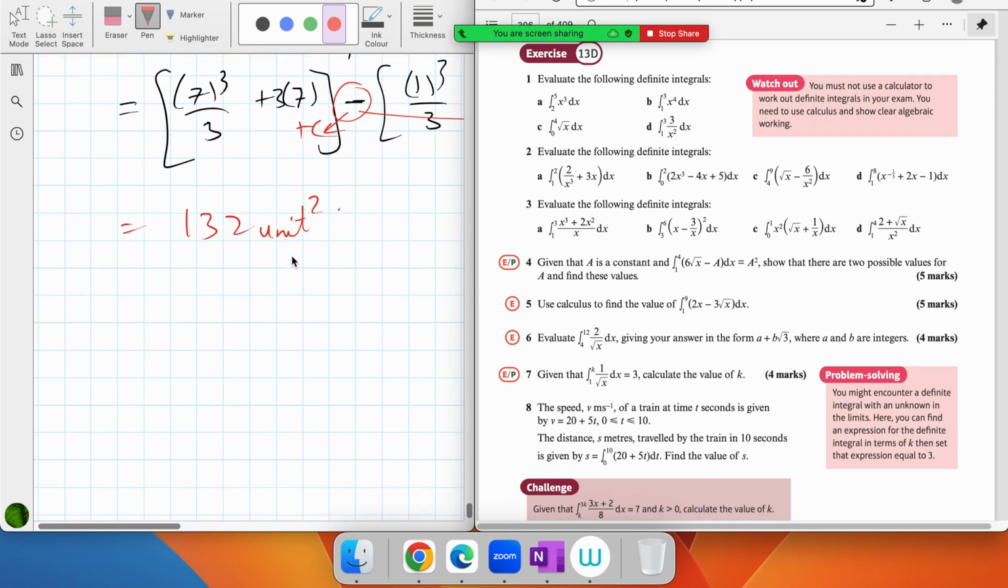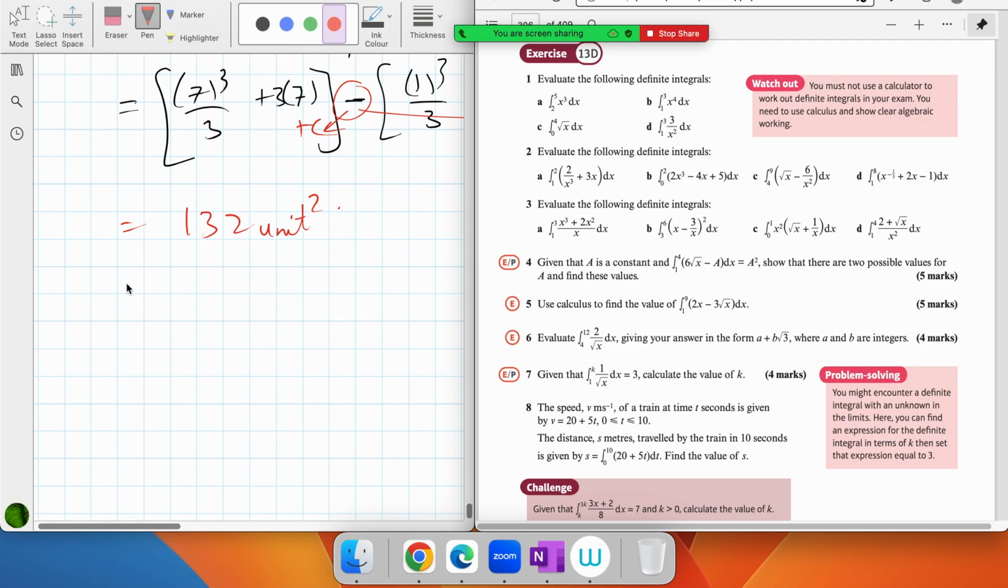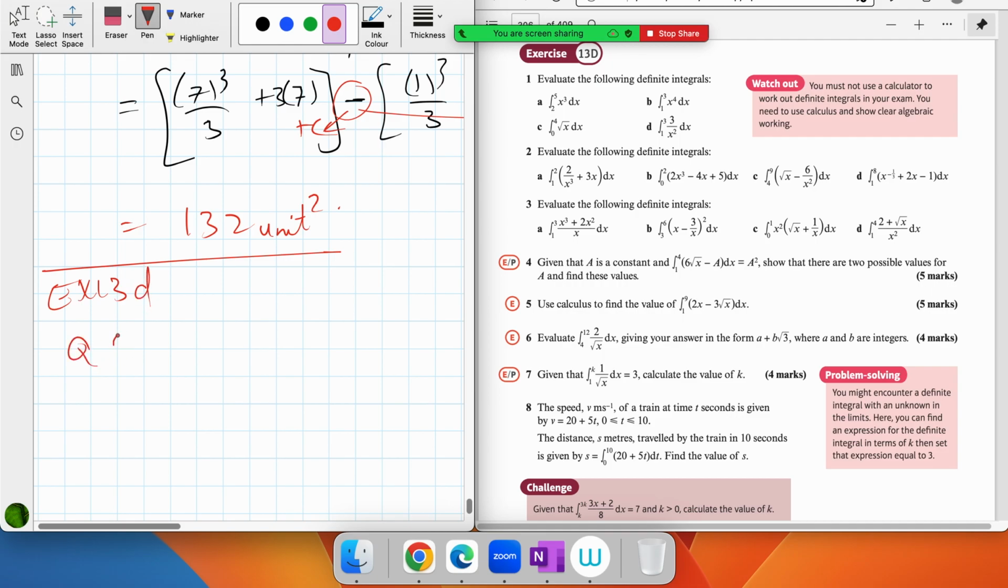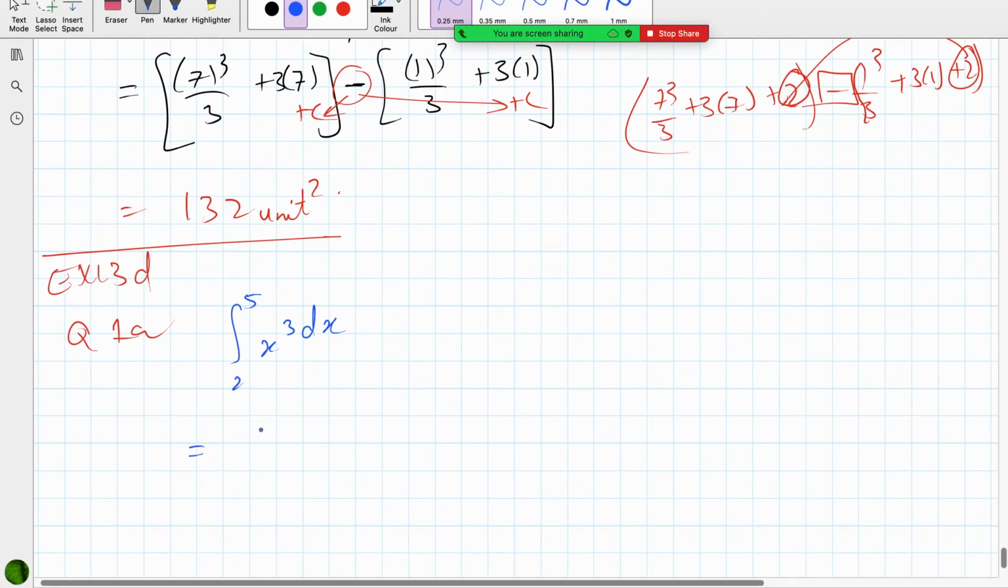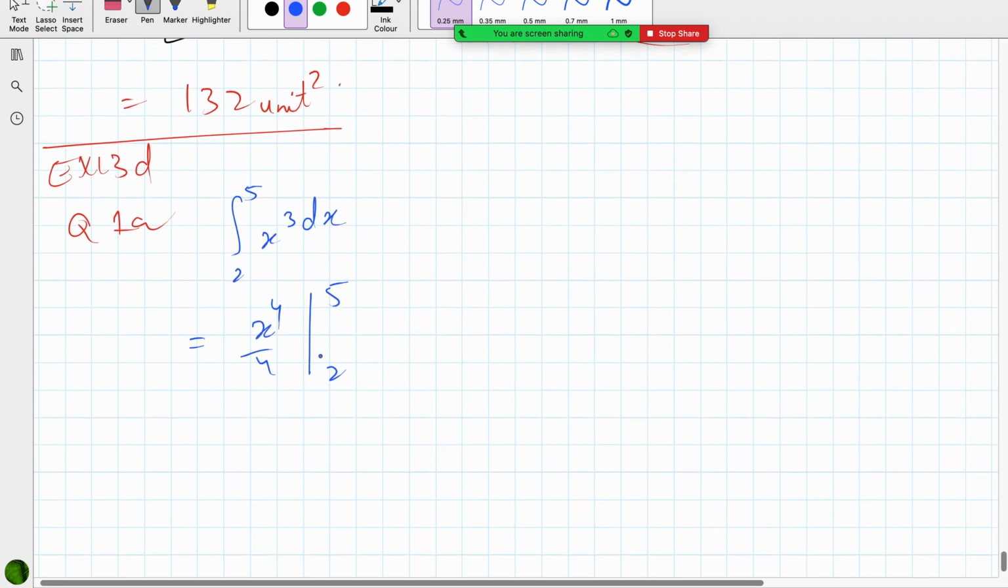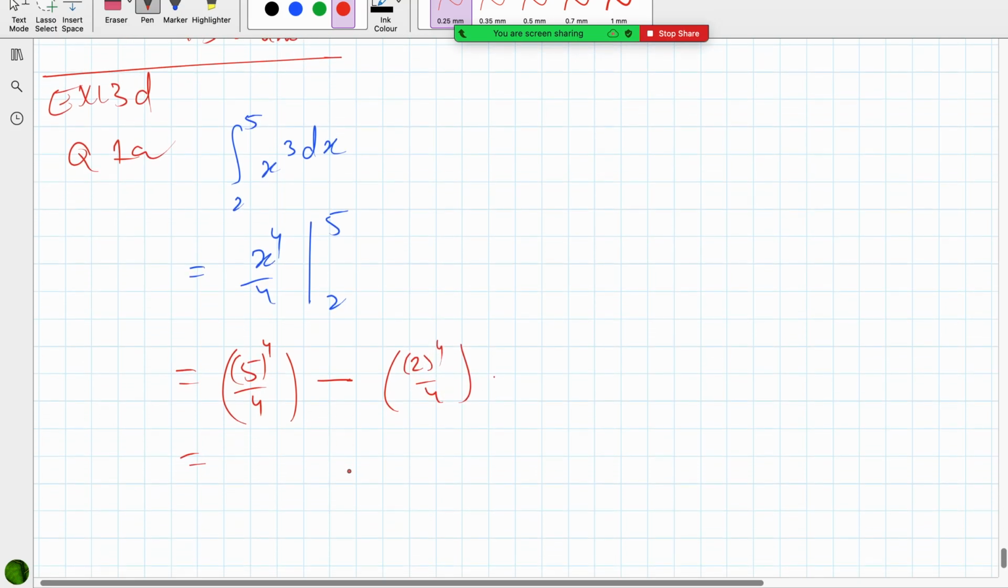For example, Exercise 13D, question 1A. This is the integral from 2 to 5 of x cube dx. So what do we do? Integrate it. This is x^4 by 4 from 2 to 5. Integral done, limits are there. So upper limit minus lower limit: 5 raised to power 4 by 4 minus lower limit 2 raised to power 4 by 4. That's it. Remaining is calculator's part.